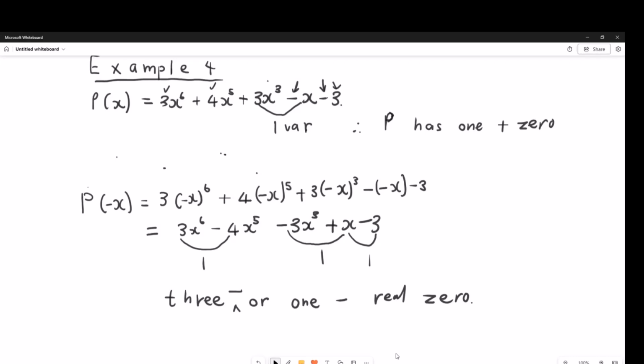Remember that we had 3 variations in sign, and then Descartes' rule says the number of variations in sign in p of minus x is always less than that by an even whole number, and the first even whole number is 2, so it's 3 minus 2 is 1. Those are for the negative real roots. In the first instance, we only had 1 variation in sign. So if you subtract the first even whole number, that's 2, so 1 minus 2 is minus 1. So it doesn't make sense. So you will say in the first case, for p of x, it will have 1 positive real root.